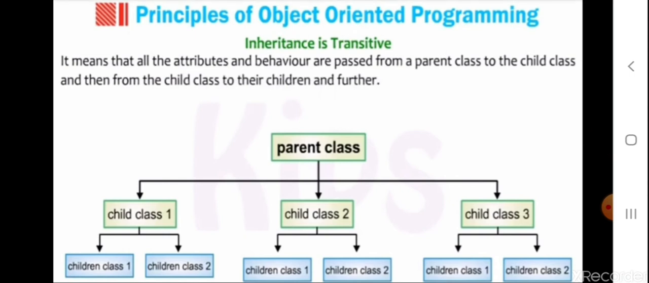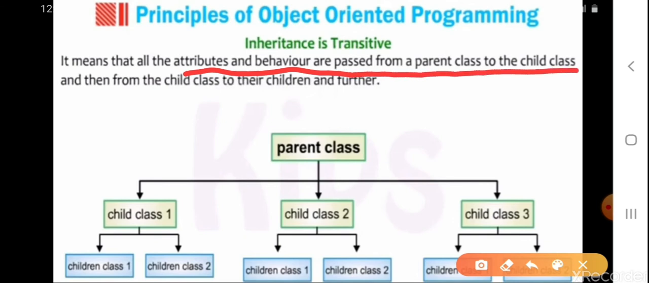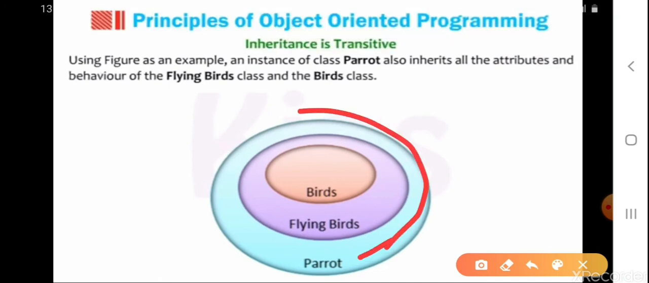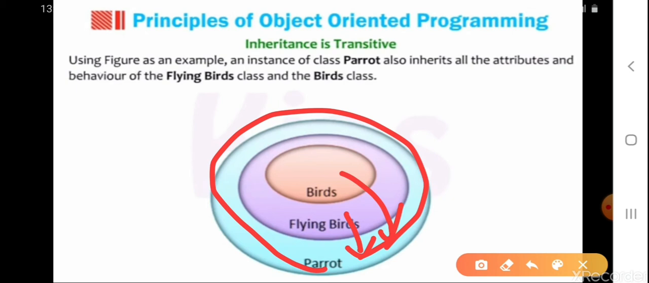Now, inheritance is transitive. It means that all the attributes and behavior are passed from the parent class to the child class, and then from the child class to their children and further. Using this figure as an example, an instance of class parent also inherits all the attributes and behavior of the flying birds. So this class parent contains all the attributes of this class, and all the attributes of the birds class also.